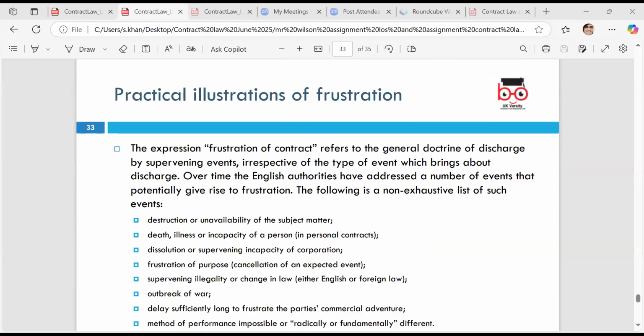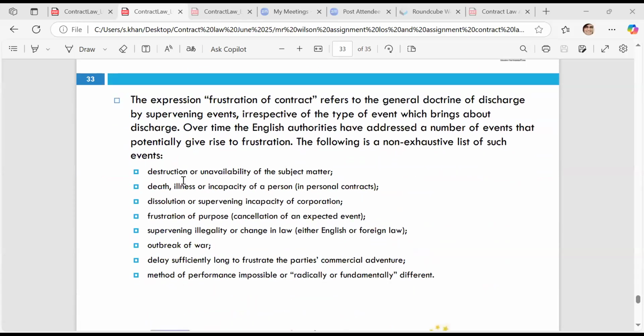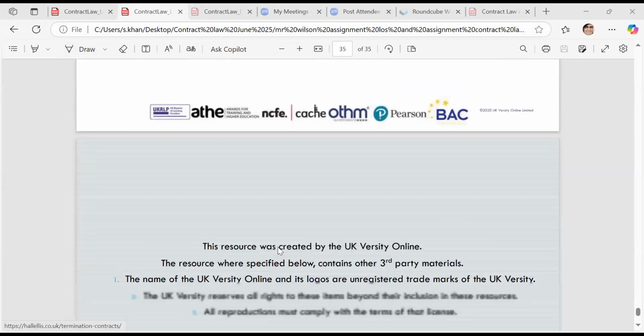Frustration can be illustrated through various situations where individuals face obstacles or unmet expectations. The following is a non-exhaustive list of such events: destruction or unavailability of subject matter, death, illness, or incapacity of a person, supervening incapacity or cooperation, supervening outbreak of war, delay sufficiently long to frustrate the parties, a method made impossible or radically fundamentally different. So this is, I think, the references for that.